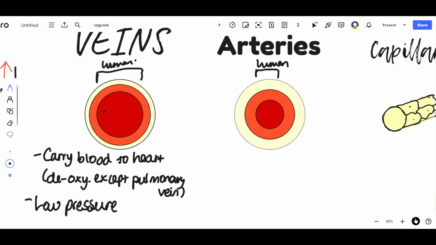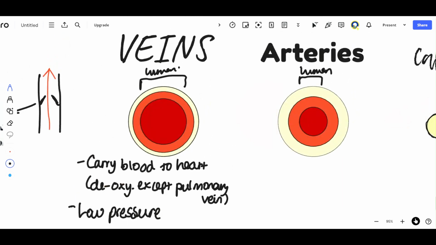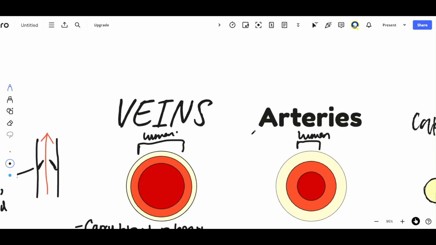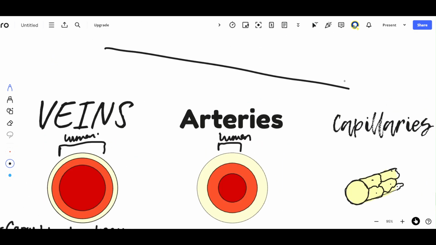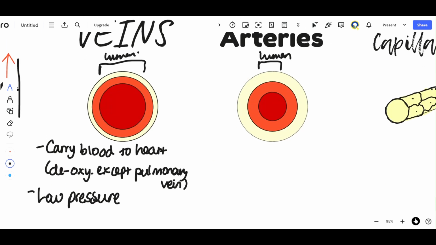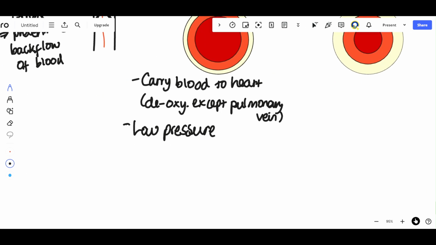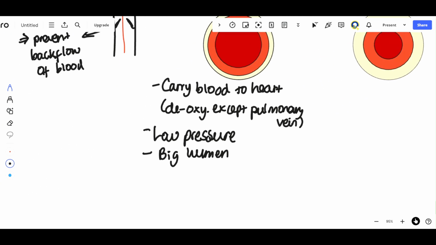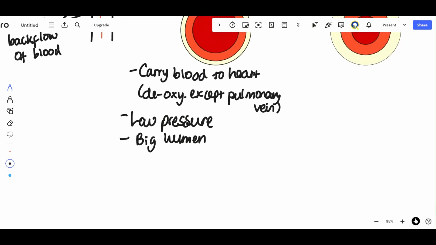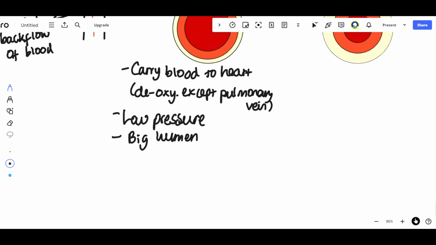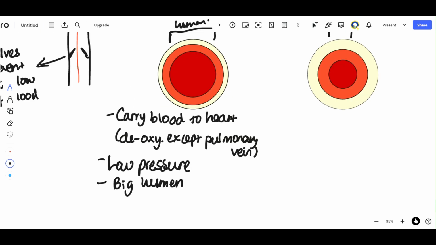As you can see here, veins have a pretty big lumen compared to arteries and to capillaries, and it decreases as you go down. So the lumen is quite big, so I'll write big lumen, in comparison to the arteries and the capillaries. You can say large internal lumen.